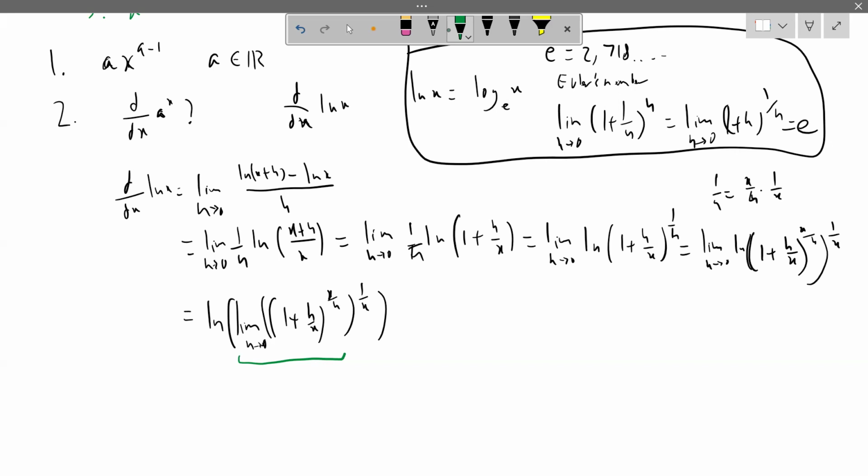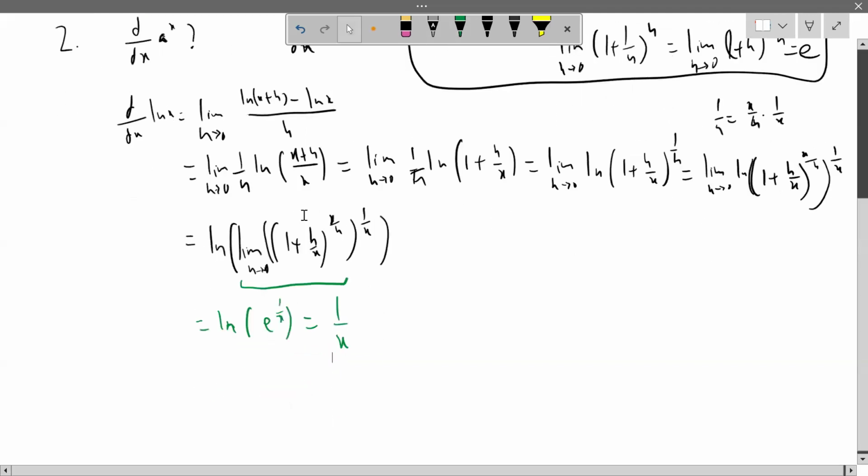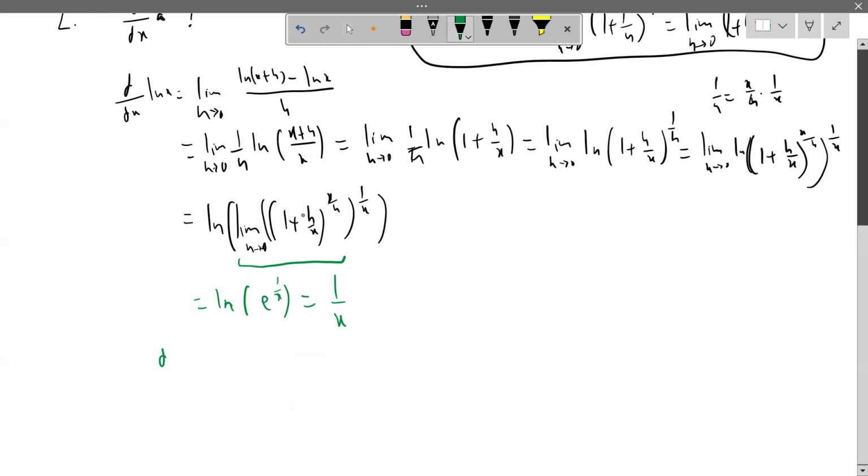Therefore, we can rewrite this as ln of e. And then still we have to the power of 1 over x, 1 over x. Due to the property of the natural logarithm and e, we now know that this is actually just 1 over x. Hence, we've proven that the derivative of the natural logarithm function, ln of x, is equal to 1 over x.